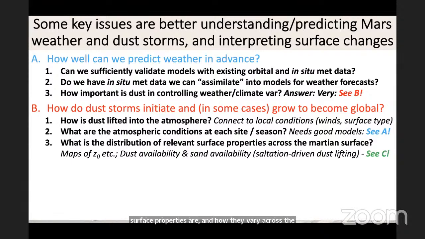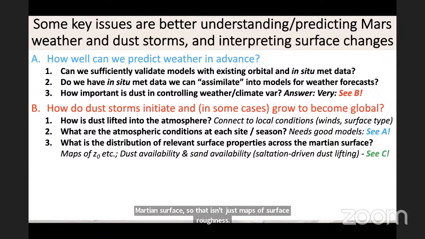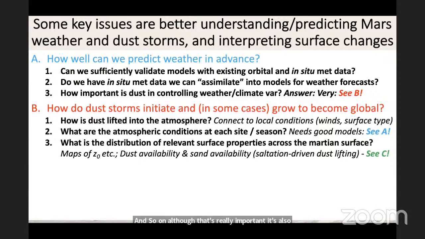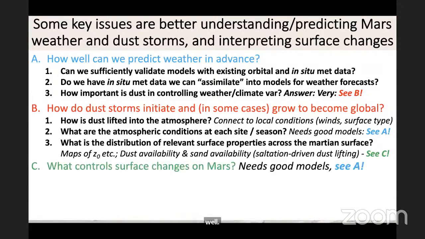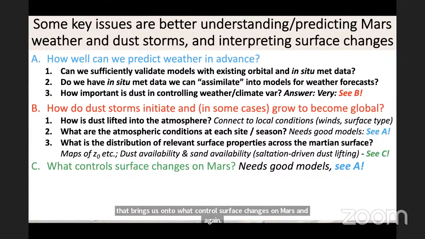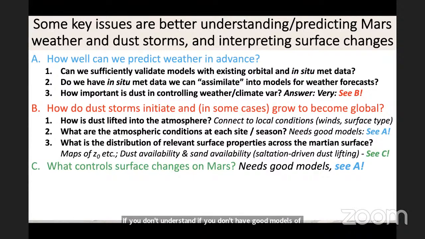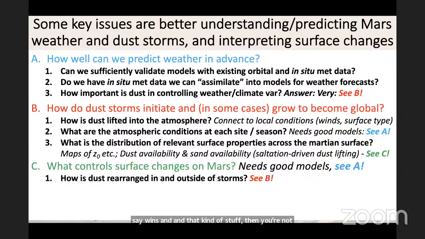That isn't just maps of surface roughness and so on, although that's really important. It's also what the dust availability and the sand availability are, in case saltation-driven dust lifting is really key. So that brings us on to, what controls surface changes on Mars? Again, if you don't have good models of, say, winds and that kind of stuff, then you're not going to be able to really understand that fully.